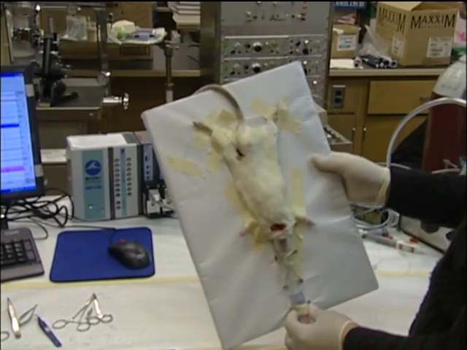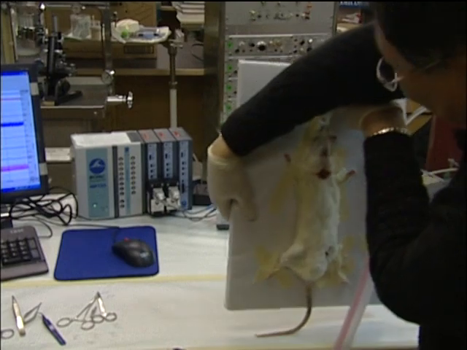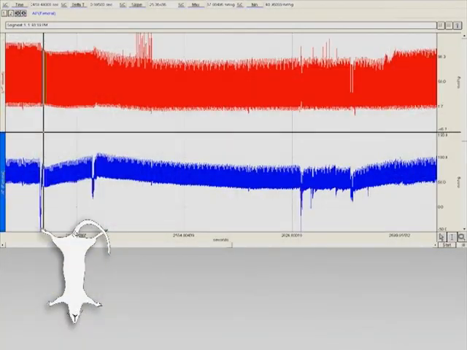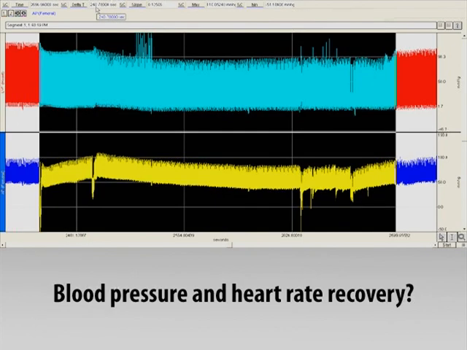If we quickly turn the rat to an upright position with the tail end lower, what do you expect to see? Let us see what happens. Does the blood pressure and heart rate take a longer or shorter time to recover to its original rate?